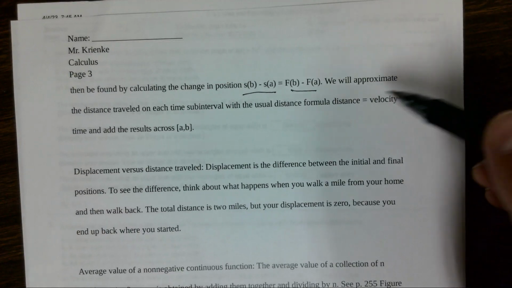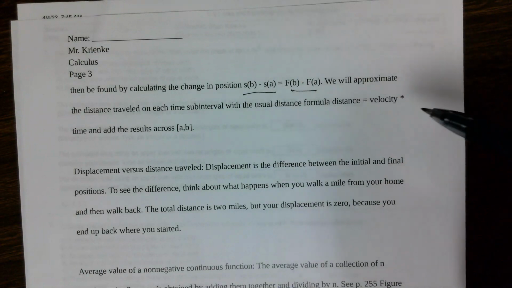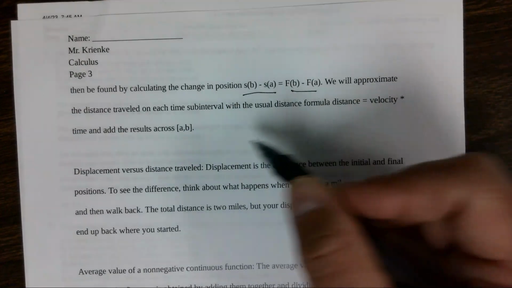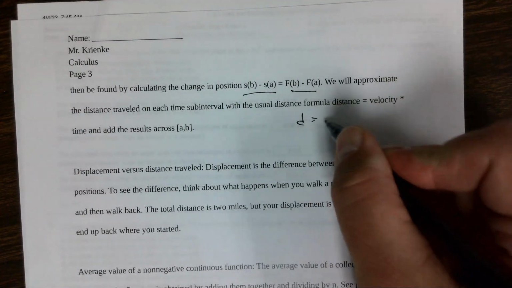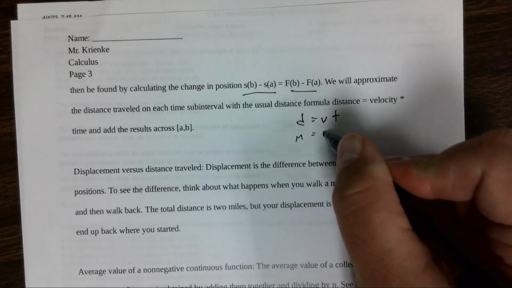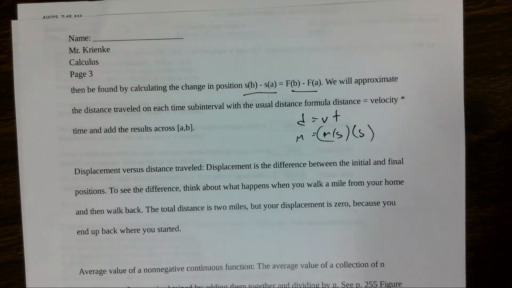We will approximate the distance traveled on each subinterval using the distance formula. Distance equals velocity times time. Just think meters equals meters per second times seconds. So the seconds cancel.